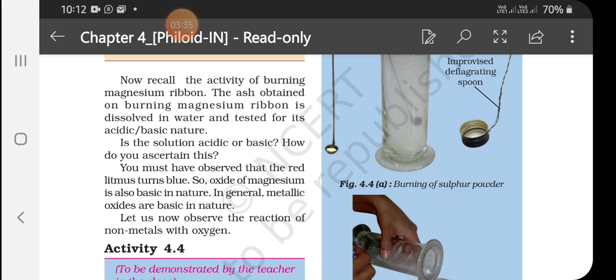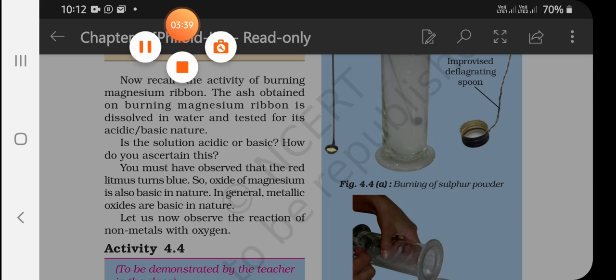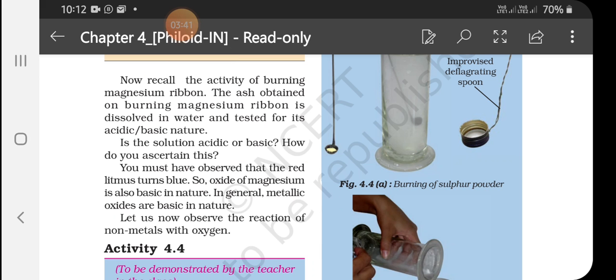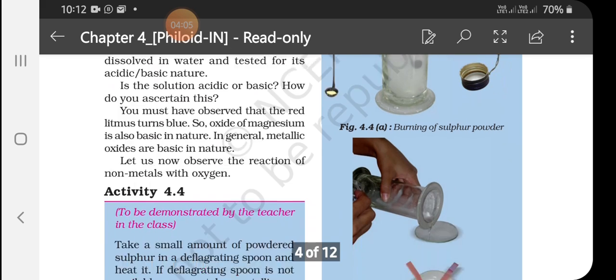So we can say that metallic oxides are basic in nature. This is an important concept that you have to know: all metallic oxides are basic in nature. So what have we learned? We have learned that when a metal reacts with oxygen, it forms metal oxides, and these metal oxides are basic in nature because they turn the red litmus paper into blue.